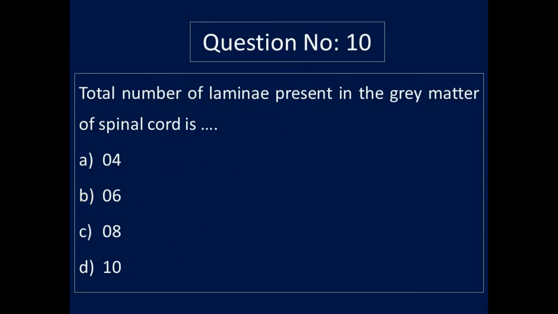Laminae. 10th question. Total number of laminae present in the gray matter of spinal cord is option A. 4, B. 6, C. 8, and D. 10. Right answer is option D. 10.